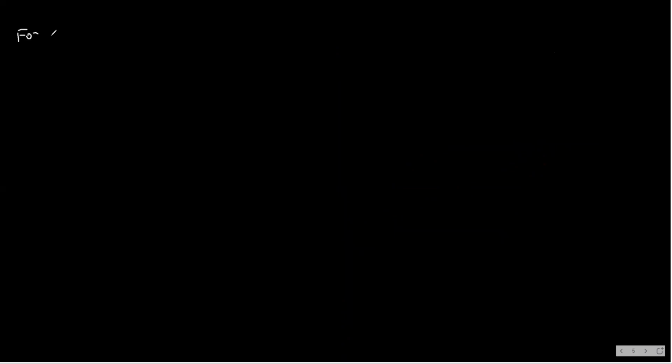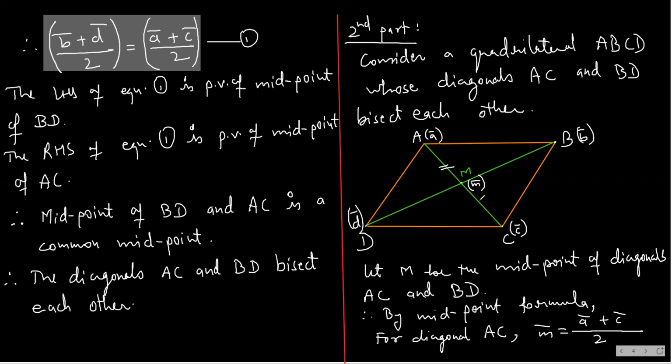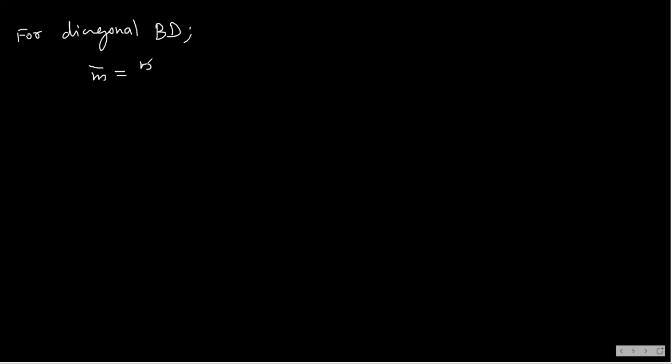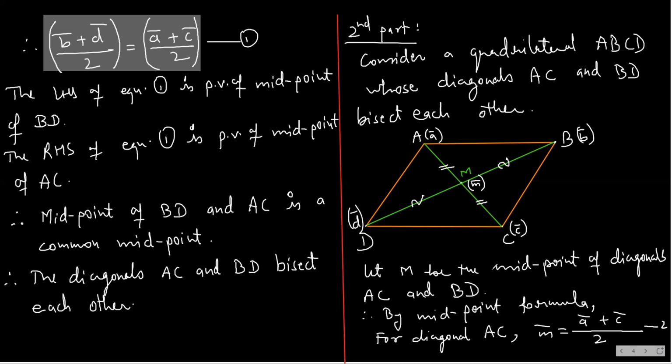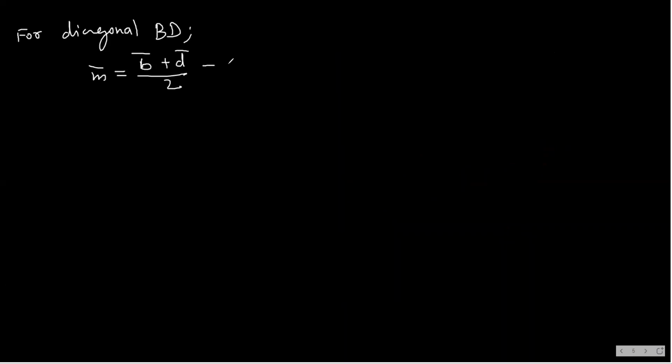And then I will apply the midpoint formula for diagonal BD. See, M is the midpoint of AC and it is also the midpoint of BD. So what will be M bar? M bar is B bar plus D bar upon 2. I write this as number 2 and here number 3.